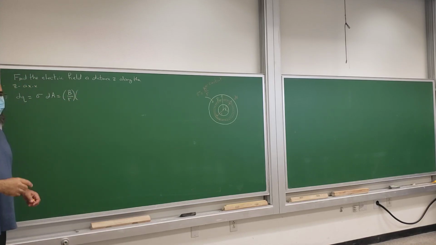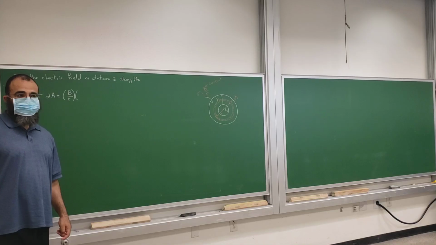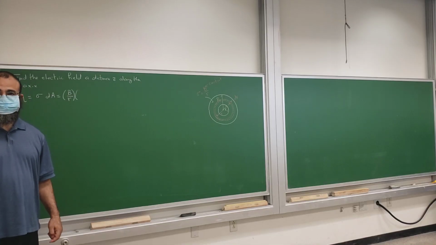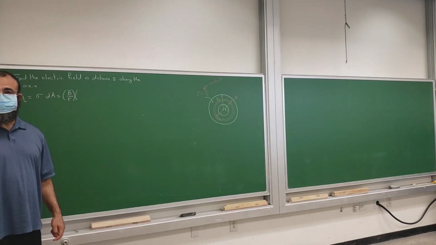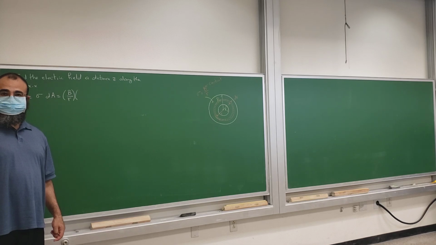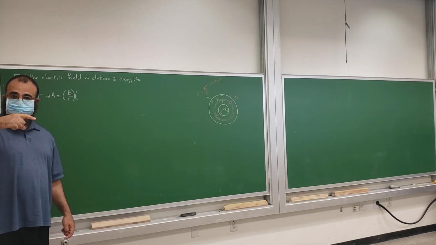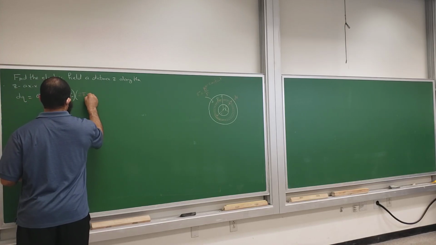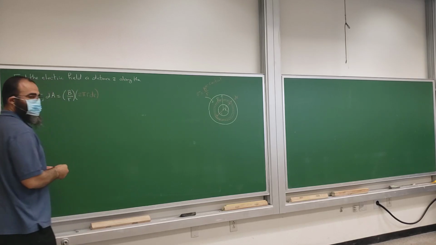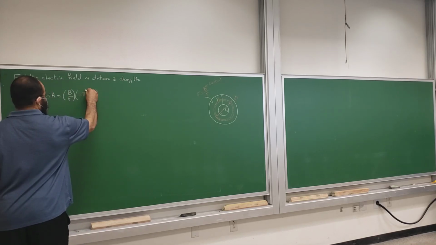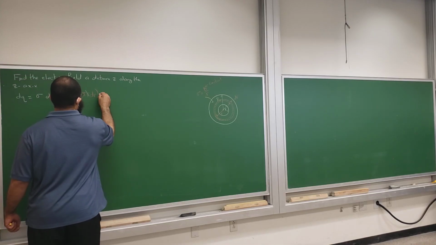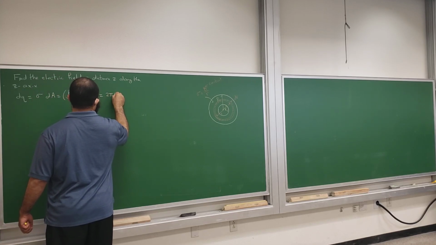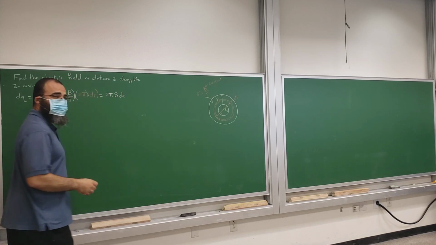What's dA? What's the area of that ring? Radius is r, thickness is dr. You should know this: 2 pi r times the thickness dr. So the circumference is 2 pi r, and dA is 2 pi r dr. So we can cancel the r, and dq is going to be 2 pi b dr. That's dq.